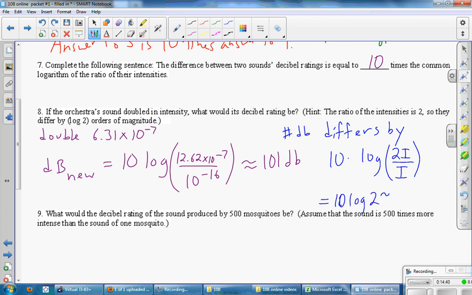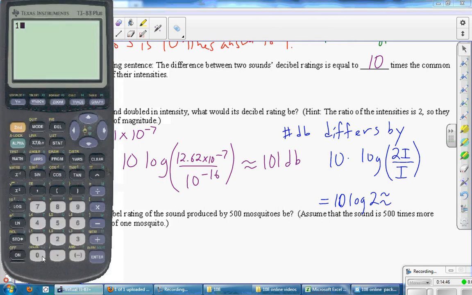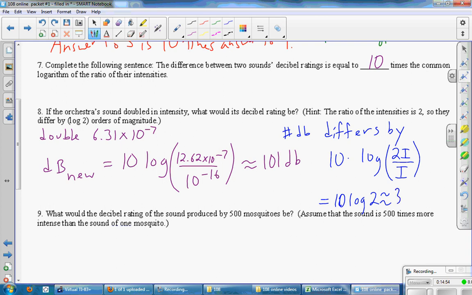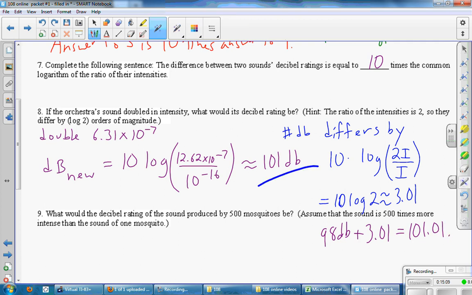And so if we type that into the calculator, 10 log of 2 is 3.01. And so if you take the original 98 decibels and you add this new 3.01 decibels, you get 101.01, which is exactly what we got before.